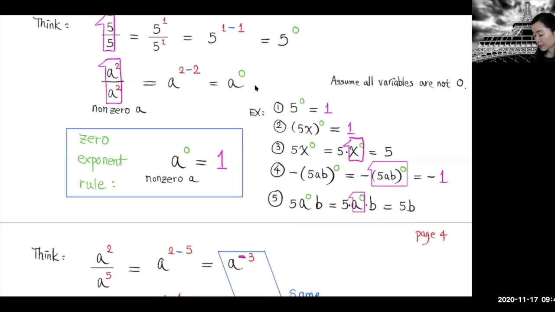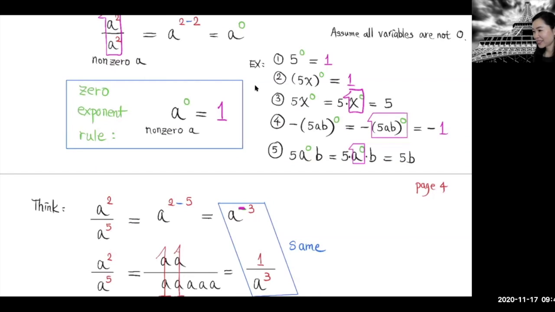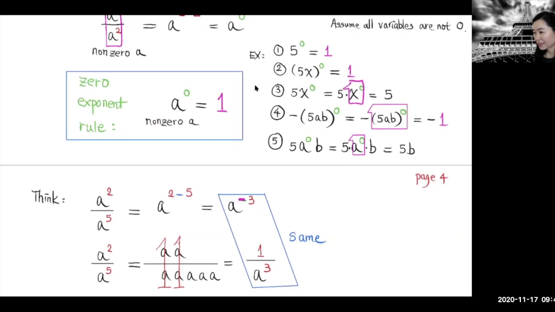Good job. You just discovered the 0 exponent rule. Some students have difficulty remembering this, but I hope you remember. And I hope that you understand why it is equal to 1.